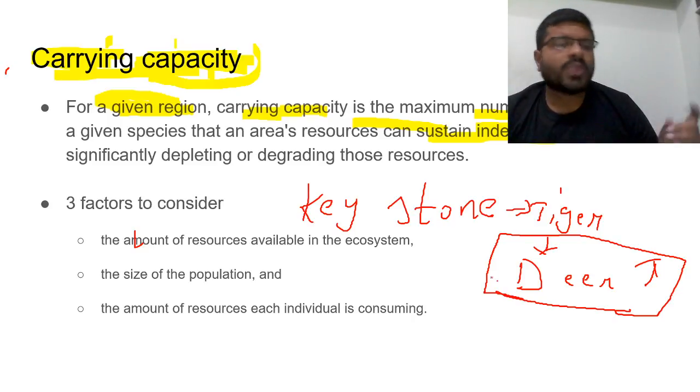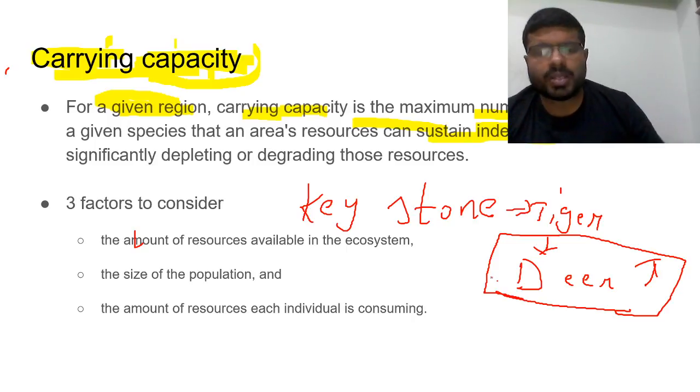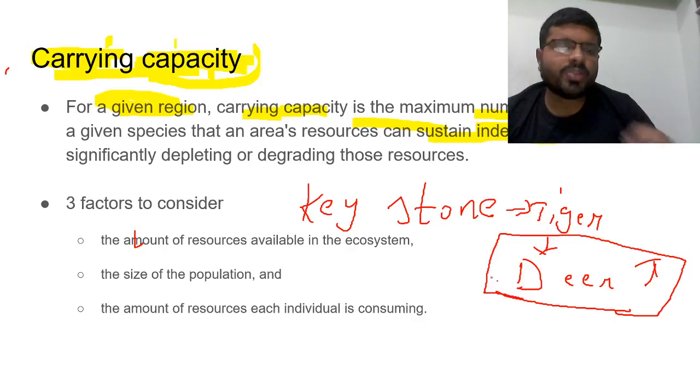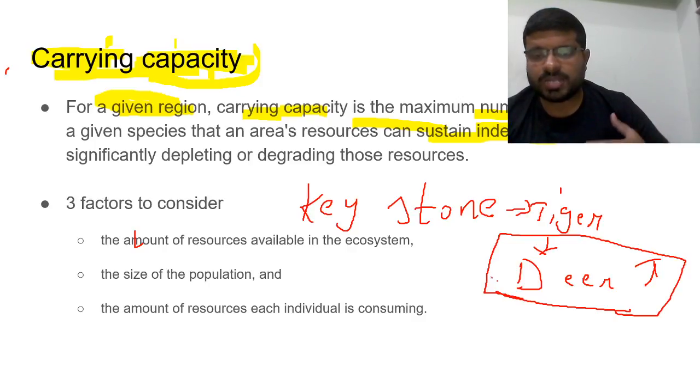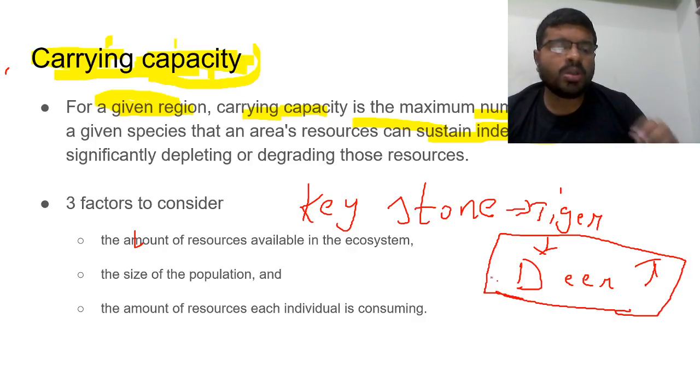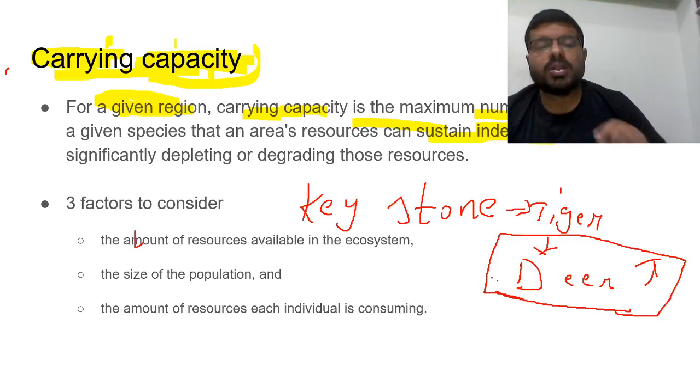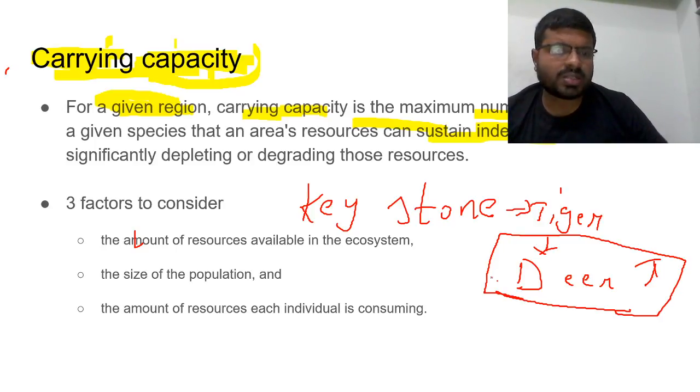The things like, what is the amount of resources available in the ecosystem, to what extent they can sustain, and what is the size of the population. So this is what I am discussing here, size of the population. Then the amount of resources each individual is consuming. So keeping these factors in mind, carrying capacity will be identified.